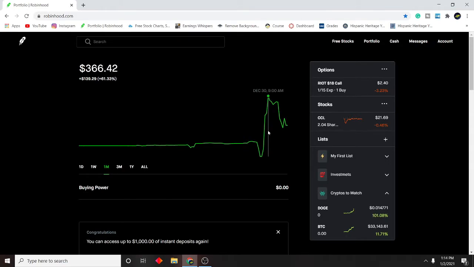If we go down here to Riot Blockchain, we sold for 109, and I believe we bought this for 60. And then this one I made the $98 around that, because I think I bought the call for $50 or something like that. I'm not sure.